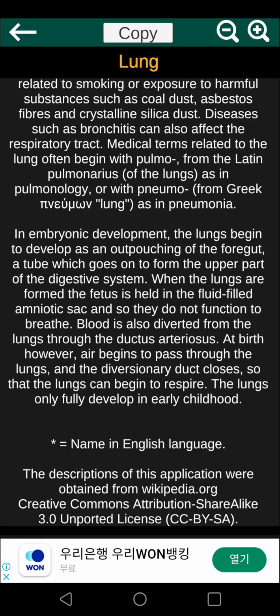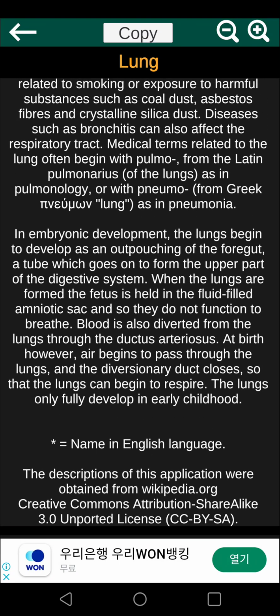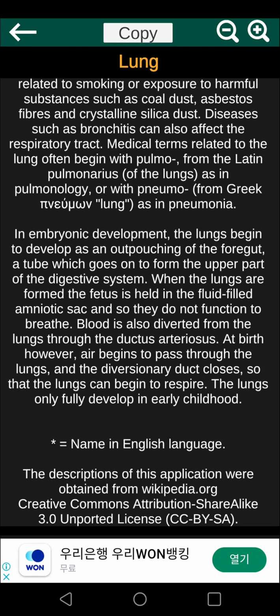the respiratory tract. Medical terms related to the lung often begin with pulmo, from the Latin pulmonarius, as in pulmonology, or with pneumo, as in pneumonia. In embryonic development, the lungs begin to develop as an outpouching of the foregut, a tube which goes on to form the upper part of the digestive system.